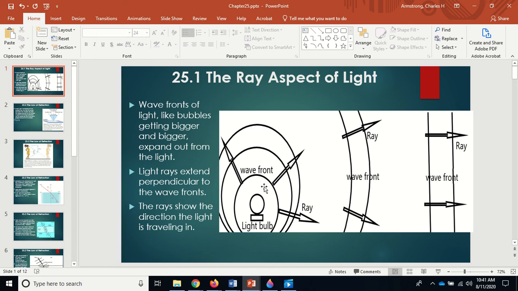So the wave fronts are like the surfaces of the light as it moves out radially, like big huge spheres getting bigger and bigger as it moves away from the light bulb. The rays are drawn perpendicular to the wave fronts. So there's a ray, there's a ray. Wave fronts of light, like bubbles, expand out from the light. Light rays extend perpendicular to the wave fronts. The rays show the direction the light is traveling in.